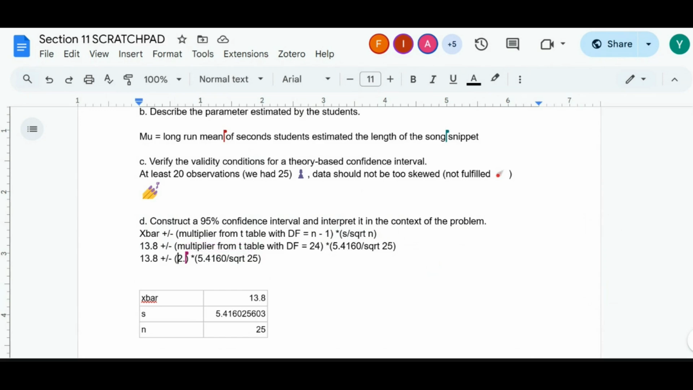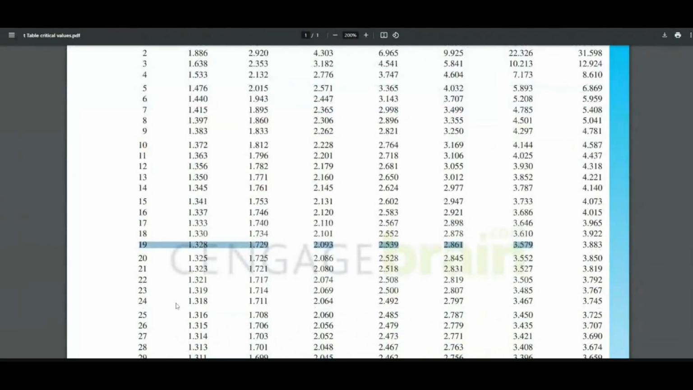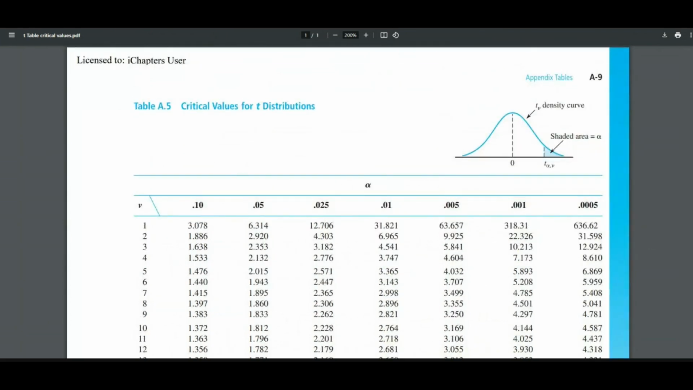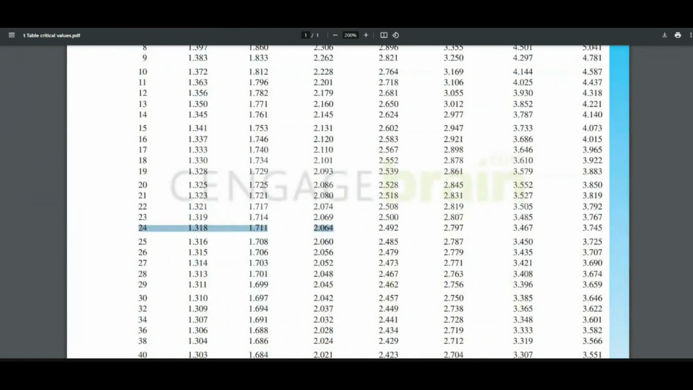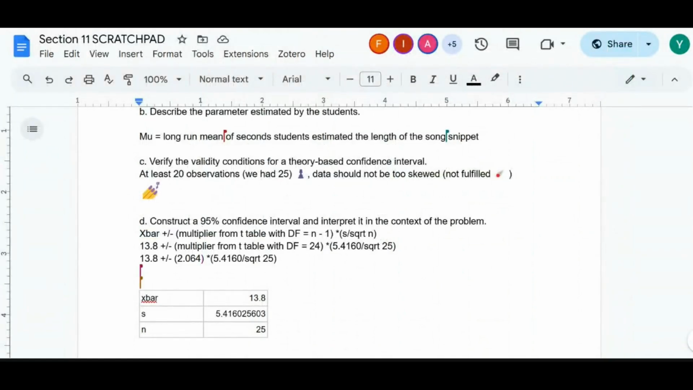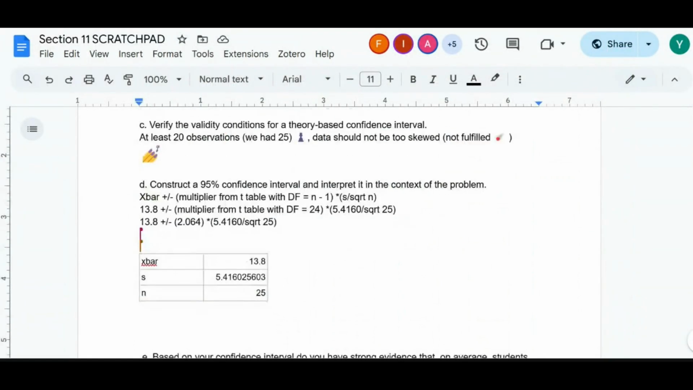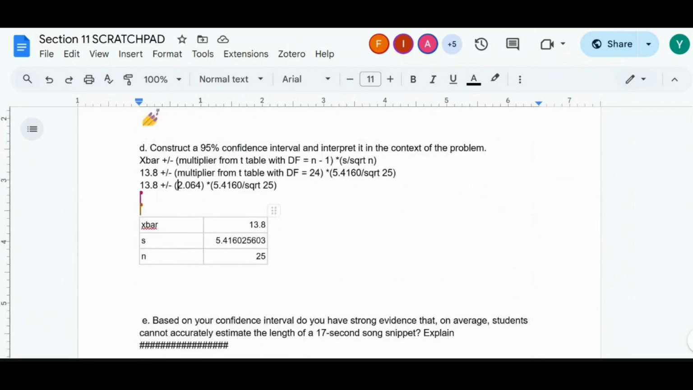Okay, let's give it a check. So you say it should be 2.064. Let's see. You should be at 24 degrees of freedom, and we are interested in a 95% CI. You know it's column 3. I've told you, column 3 is very important. 95% CI, 2.5% area, so 2.064. Did you see that? So 2.064 is correct.